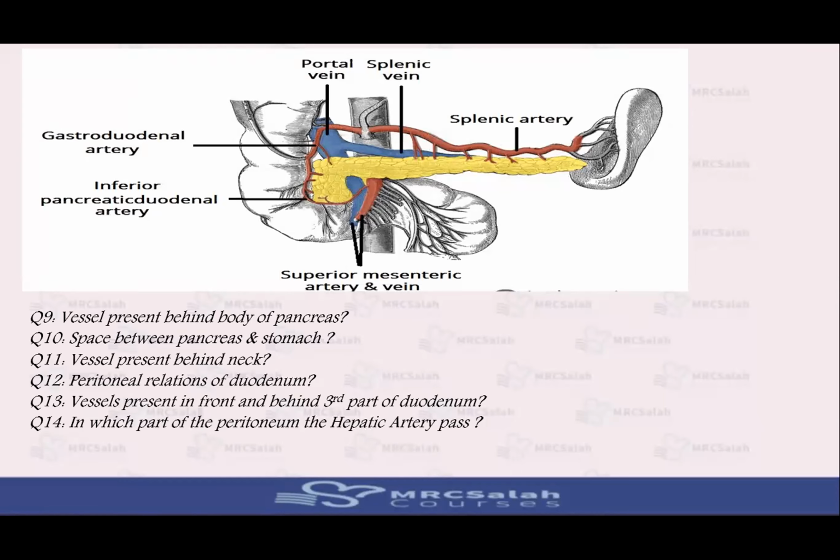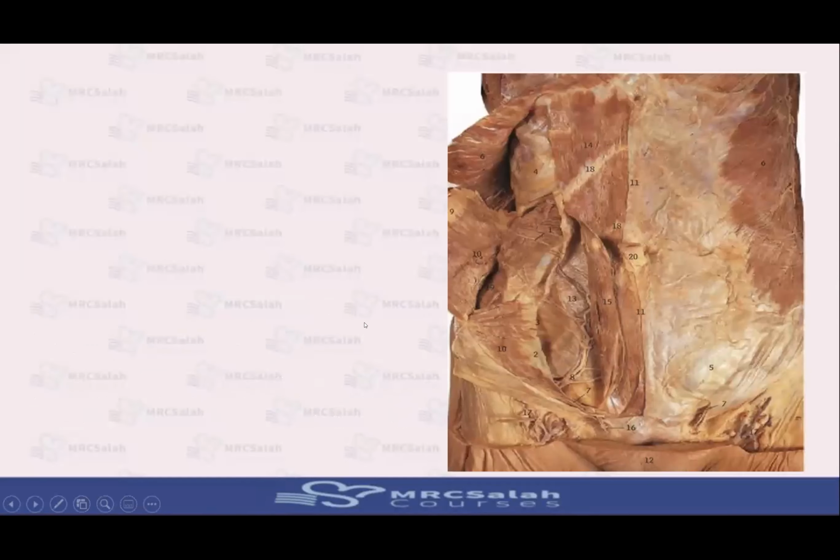Next question, the vessels present in front and behind the third part of the duodenum. In front of the third part are the superior mesenteric vessels. Behind it are the inferior vena cava and aorta, and the right gonadal veins. Okay. Last question. In which part of the peritoneum does the hepatic artery pass? Lesser omentum. Yes, exactly. Great job for both of you.